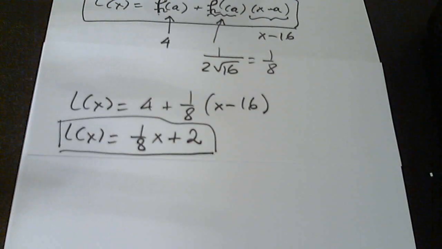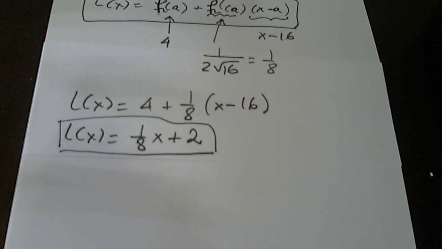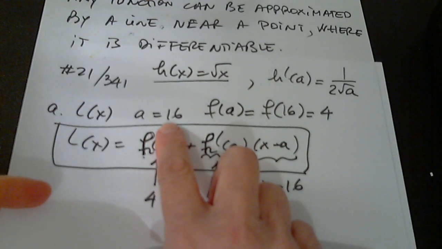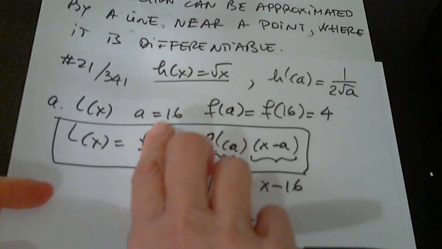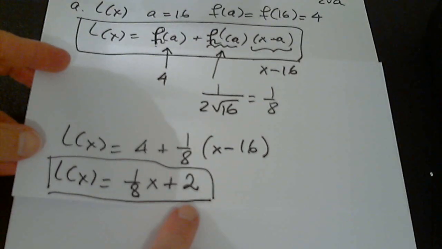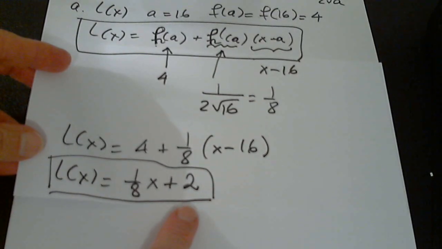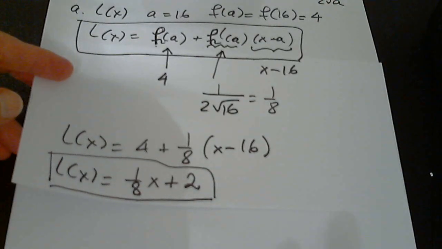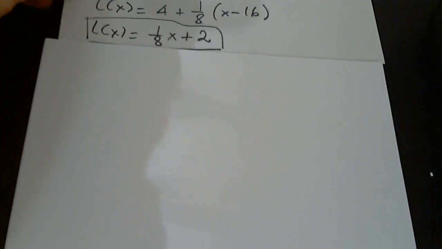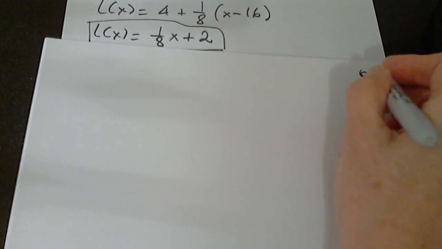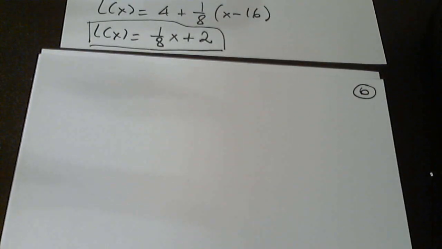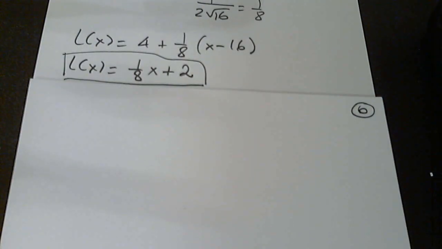Okay, so this is part A. We determined the linearization of the square root of x only near 16. If you change 16 into 25, it will be a totally different function. And if you change it at other points, of course, a different function. Okay, so now in part B, what do they want? It says, use a linearization to approximate the square root of 17.